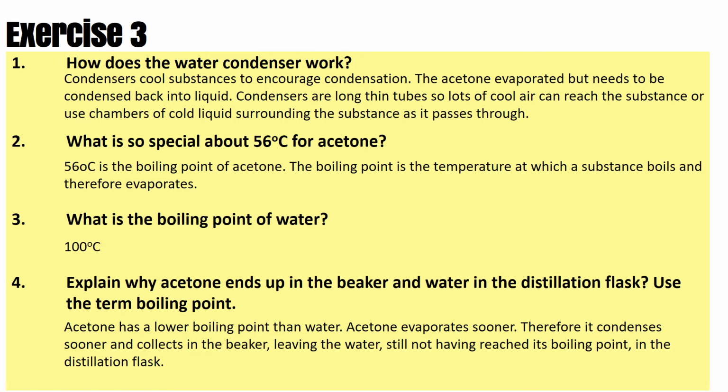Number 2, what is so special about 56 degrees centigrade for acetone? 56 degrees centigrade is the boiling point of acetone. Boiling points are crucial for distillation because we know that when that thermometer stuck in the top of all this equipment reaches 56 degrees centigrade, we know that the acetone is now boiling and is actually evaporating. So we know that all the steam collecting inside is acetone.